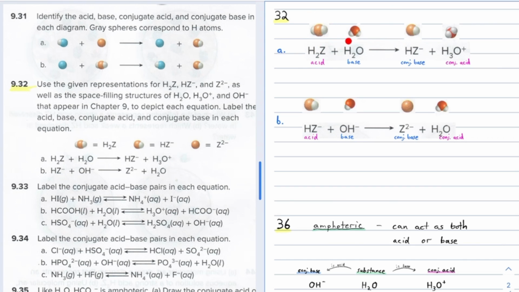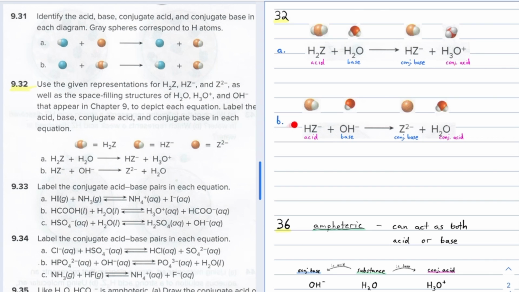It donates its proton, so water is acting as the base since it accepts the proton. Once H2Z loses the proton, it is left as HZ minus, so that's the conjugate base of the acid. And after water accepts the proton, it's H3O plus, the conjugate acid of that base.